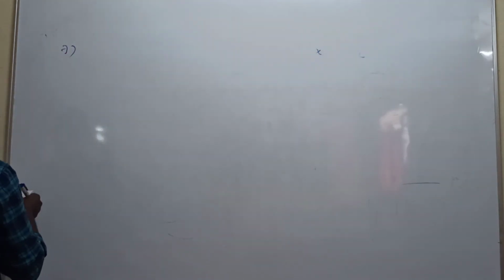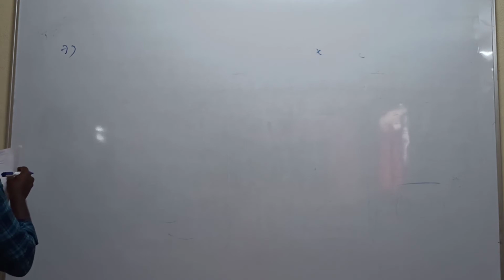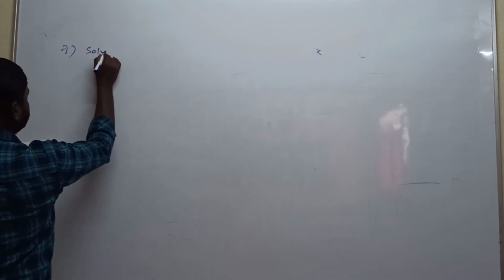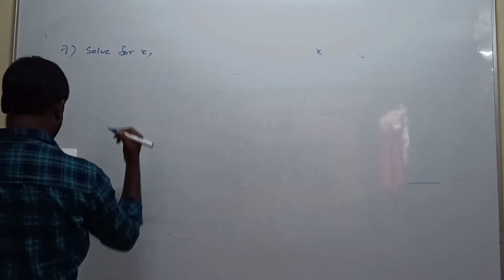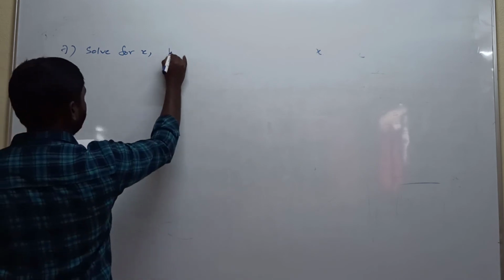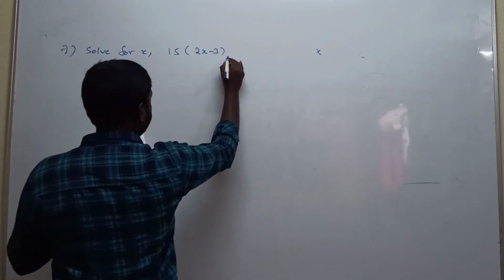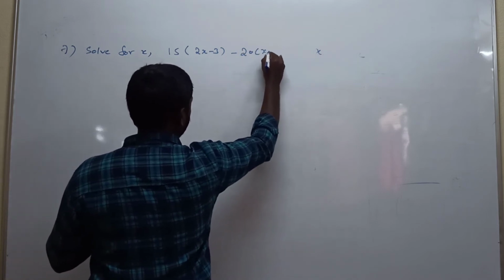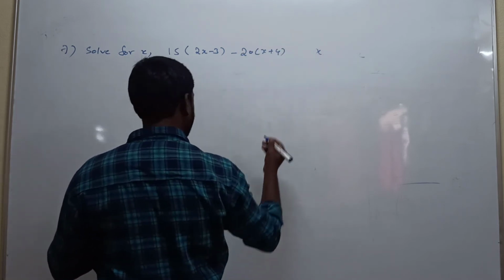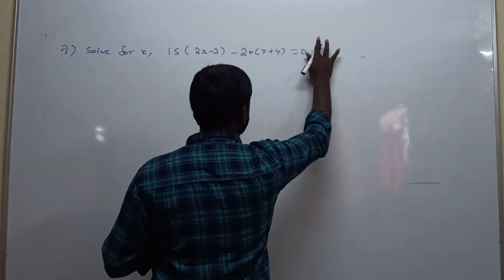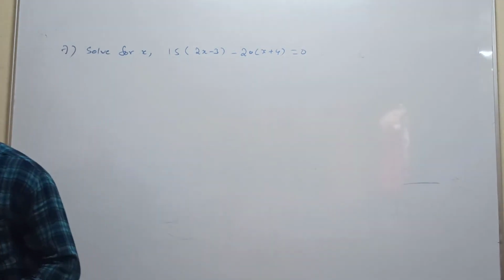Also, most important question. Solve for x: 15 into (2x minus 3) minus 20 into (x plus 4) is equal to 0. Here also find the x value. So same condition for every question.